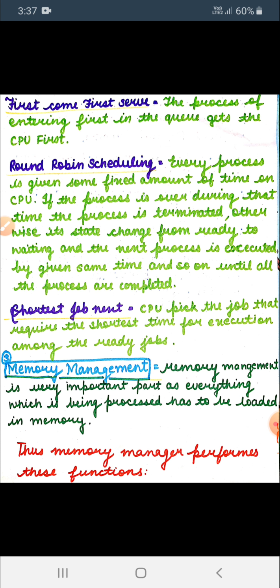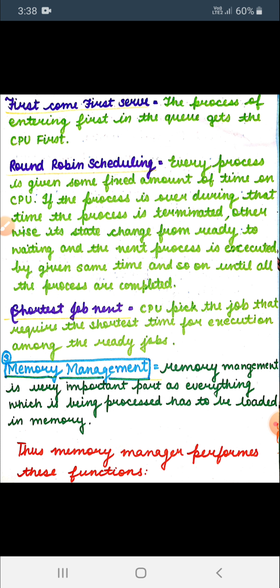Every process is given some fixed amount of time on the CPU. If the process is over during the given time, the process is terminated. Otherwise, its state is changed to waiting and the next ready process is given CPU time for the designated amount of time, and this goes on until the execution of all the instructions.